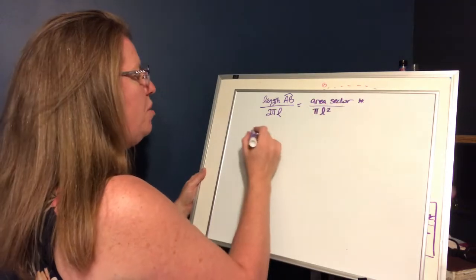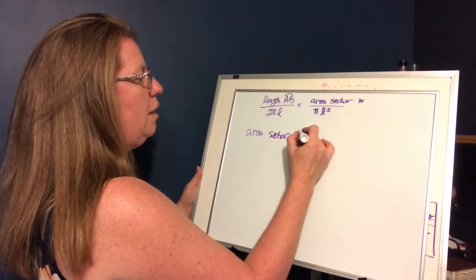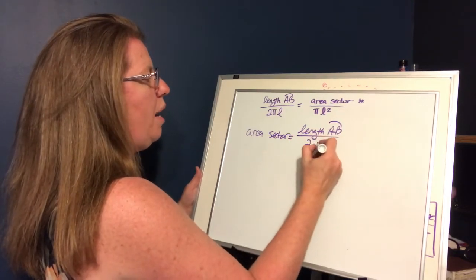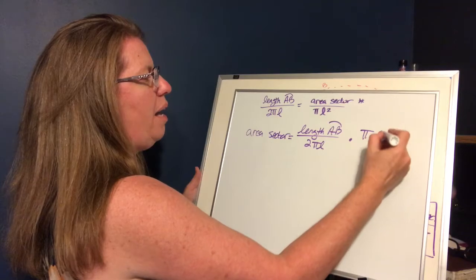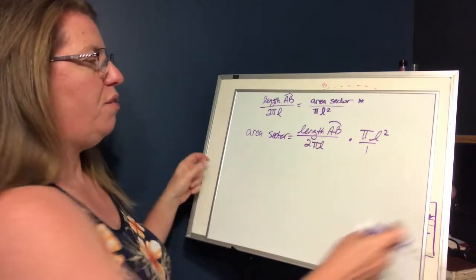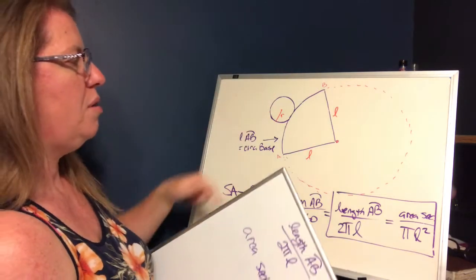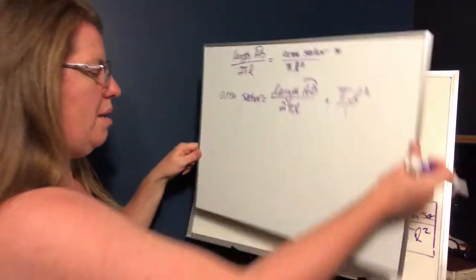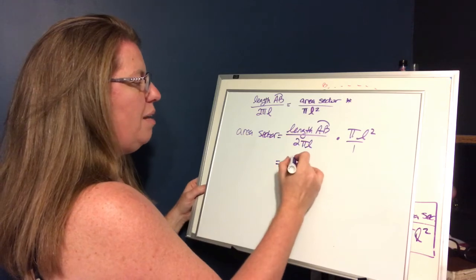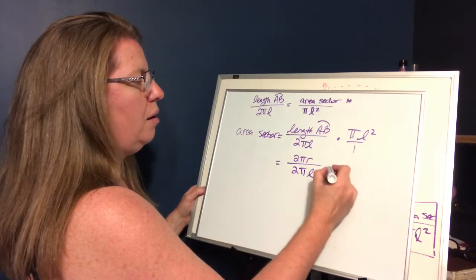So I wind up with the area of the sector equals the length of arc AB over 2 pi L times pi L squared. Now it's kind of over 1, so it keeps it on the top there. Now the one thing we didn't talk about, if you remember, we said the length of arc AB, because that is the part that goes around my circle, is actually the circumference of my base. So I'm going to substitute that in there. I know the length of AB is 2 pi R, because I know the radius, over 2 pi L times pi L squared.